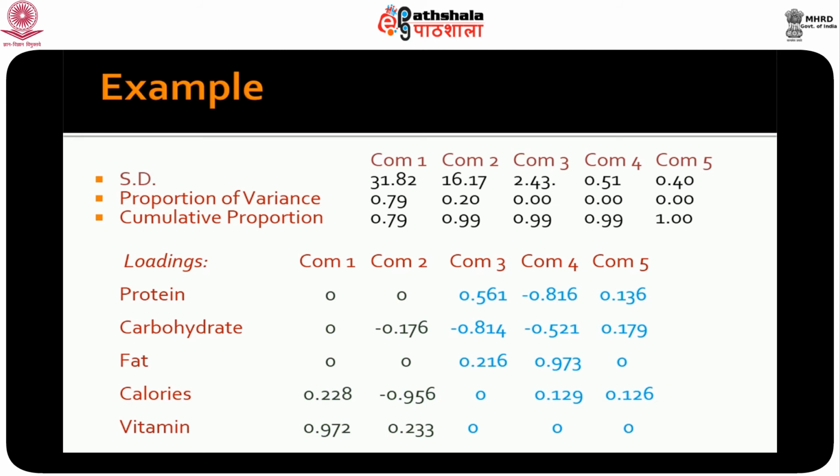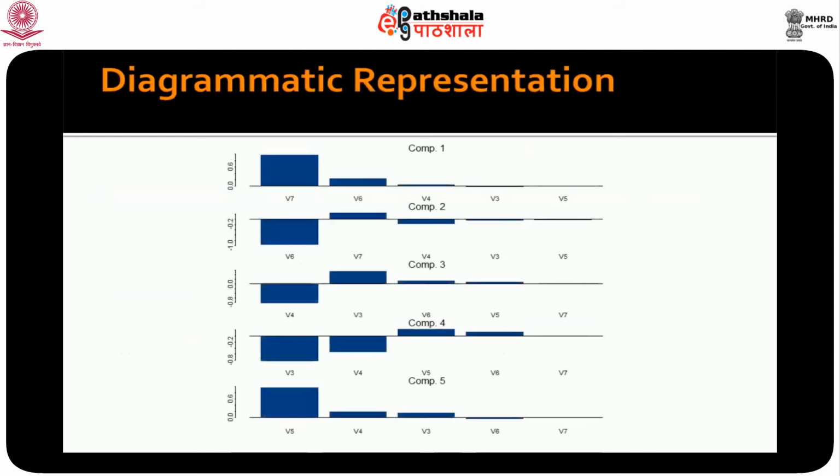So, you can see that we have the 2 columns, the first component and the second component, and the corresponding coefficients. Diagrammatically we can show that these are the percentage of the variability explained by the different components.